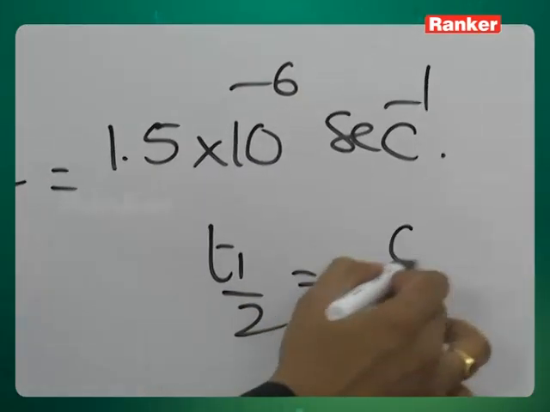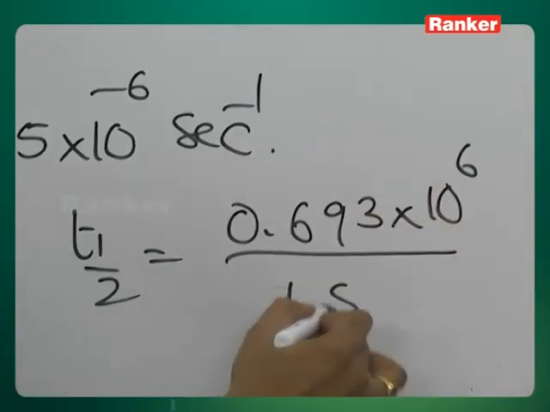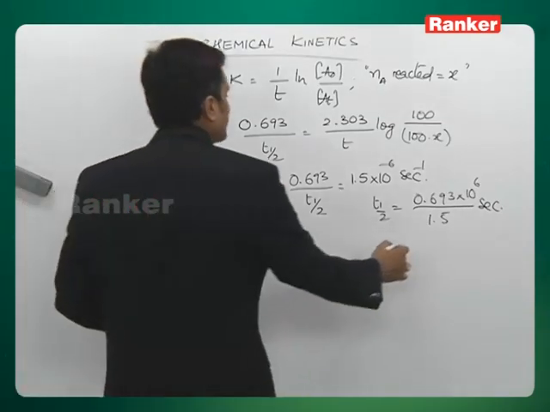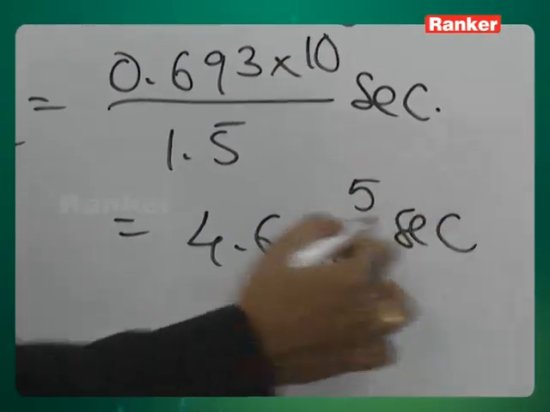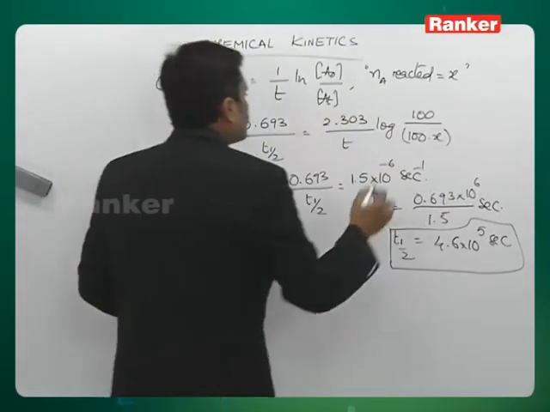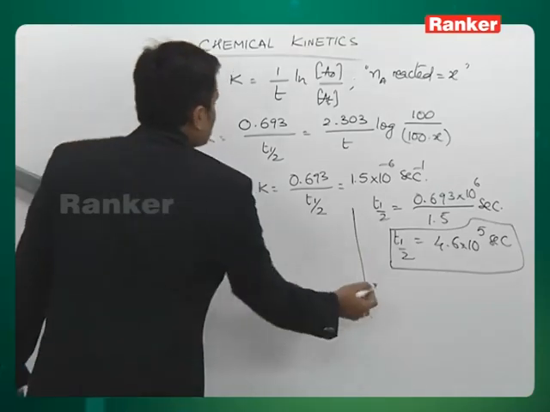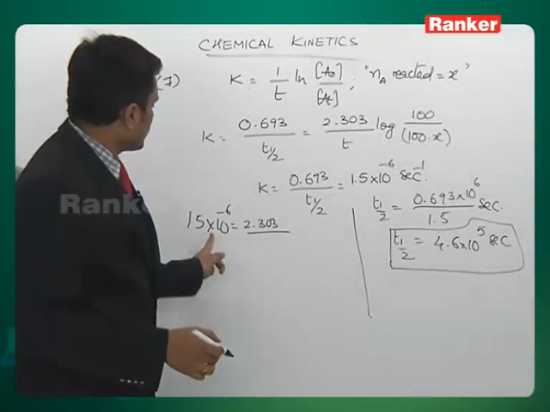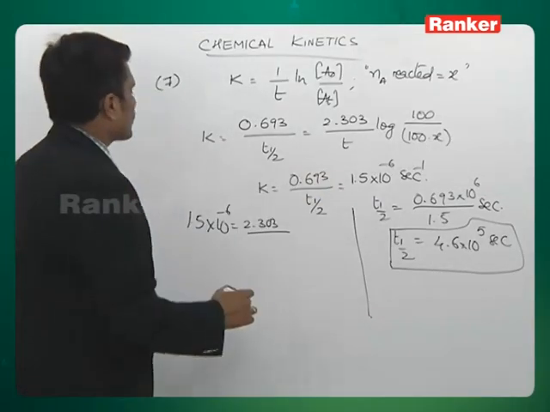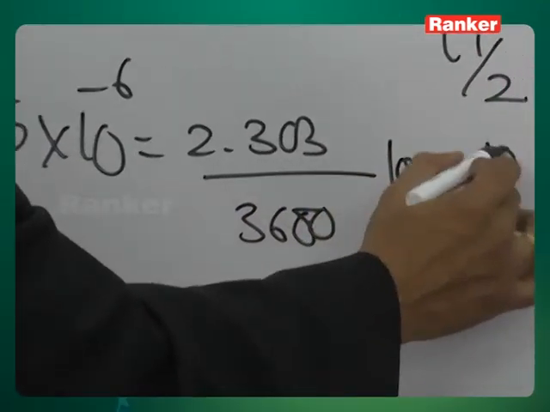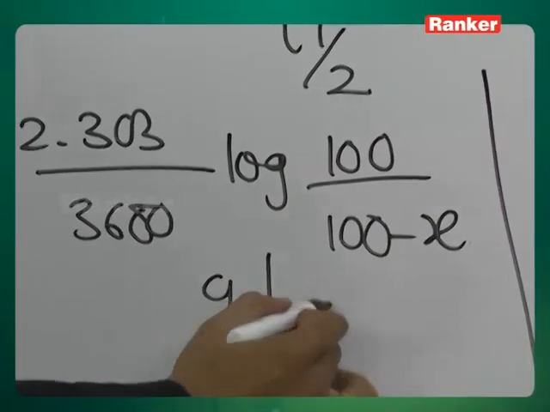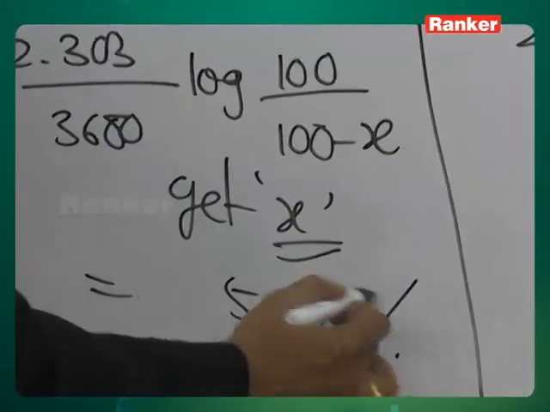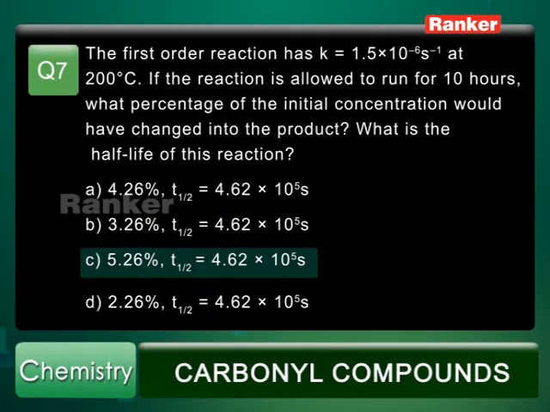Now T half, when I substitute that value, is this many seconds. I am going to say 4.6 into 10 to the power 5 second approximately. This is the T half that has been asked as part of this question. And next, when you know T half or the value of K, when you substitute here, as the reaction is allowed to run for 1 hour, because K is given in second inverse, you have to convert the time into seconds. 1 hour means 3600 seconds, and when you substitute all the values, you get x, which for this question happens to be 5.26%. This combination is there in option C, hence the answer for this question is C.